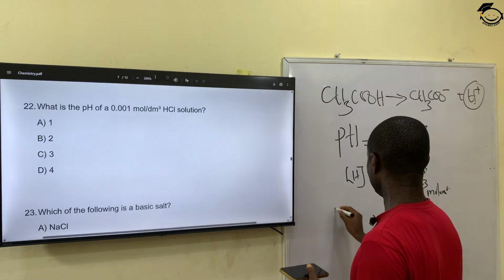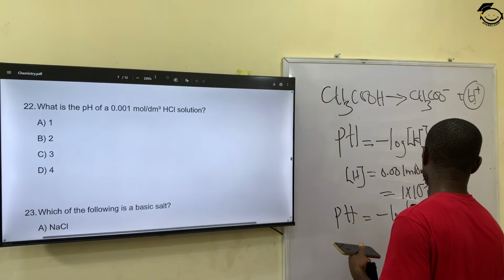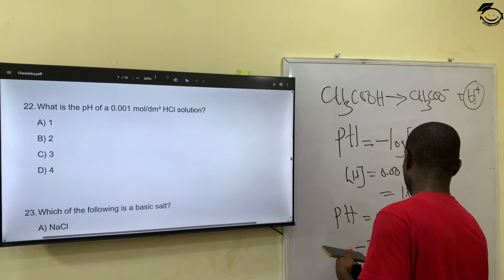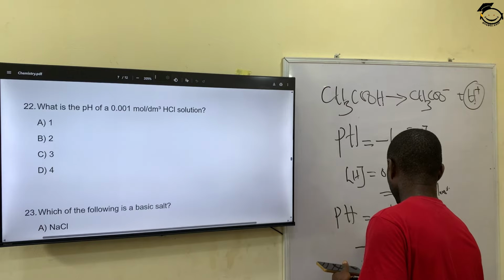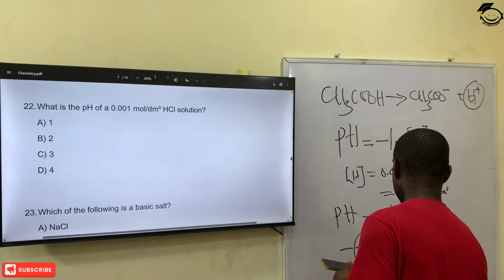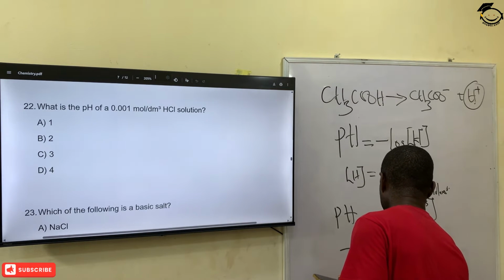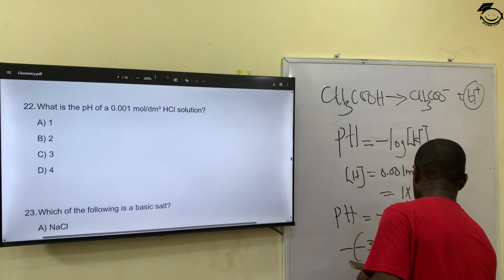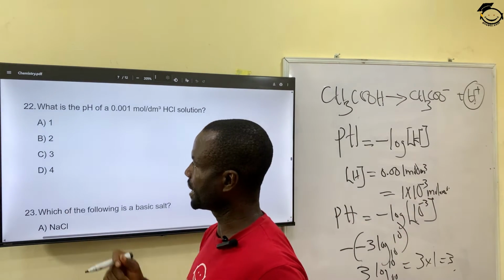So the pH therefore equals negative log of 10 raised to power minus 3. Negative log of this will give you minus times minus gives you plus. So 3 log 10. Log 10 is 1. So 3 times 1 equals 3. So the pH here is 3. The correct answer is C.